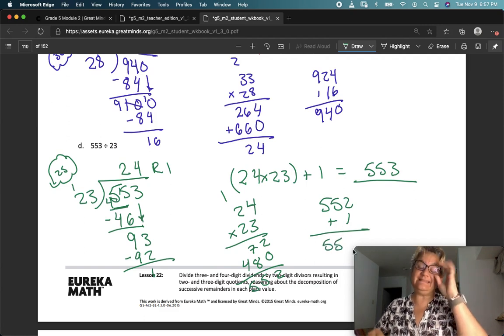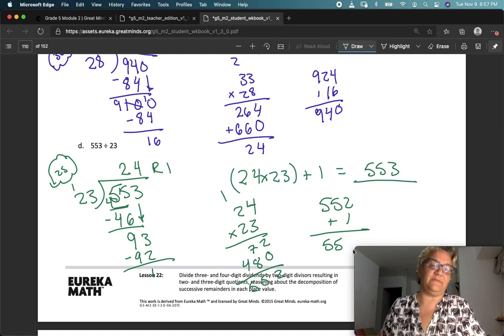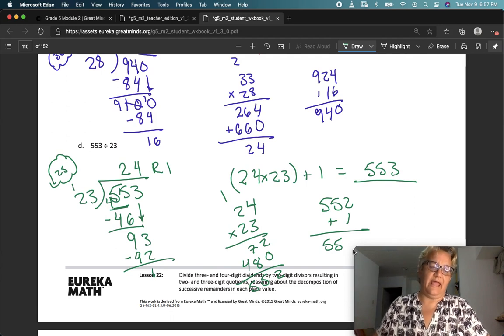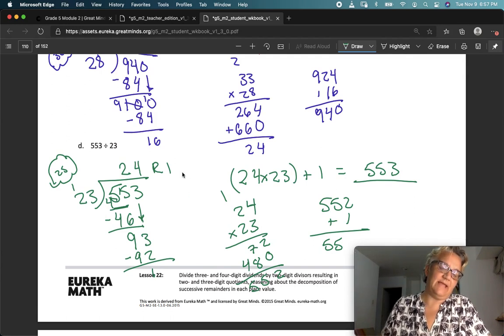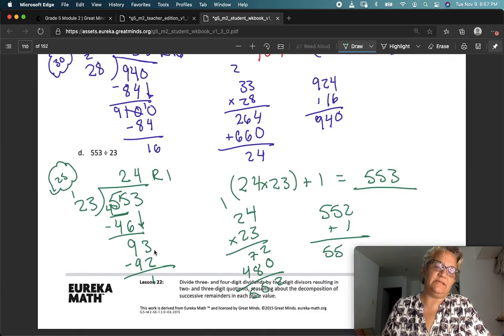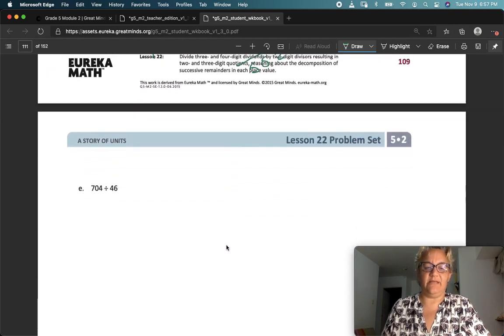All right, this is the same that we've been doing for the last 3 lessons now. We're just getting a little bit harder every time, okay? And the difference between this and yesterday's assignment, or lesson 21, is that we have to reconsider when we get here, this 93, because 23 can go into 93, so we just have to consider that remainder.